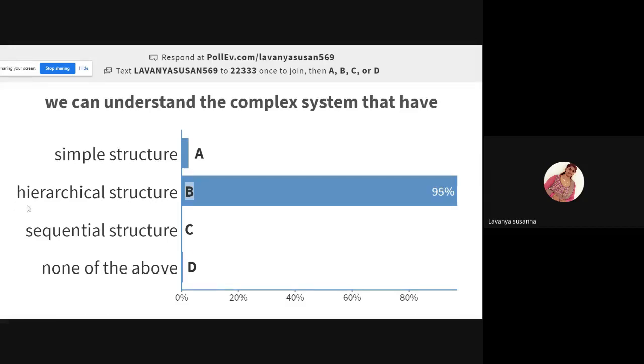Very good. Most of you have answered. Some of you have answered none of the above. How can you say none of the above? A complex system must have the hierarchical structure only. Some of you have answered sequential structure. No, the answer is hierarchical structure. Very good. I hope you are listening to my class. Okay, next question.